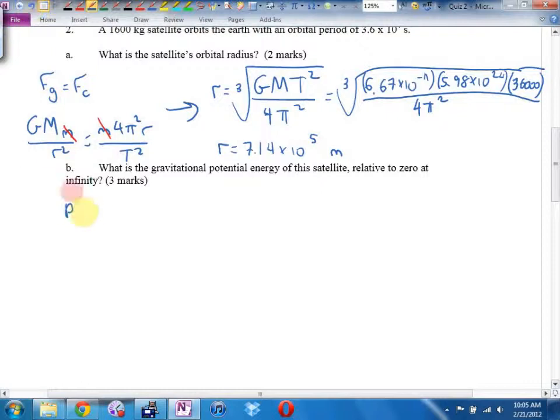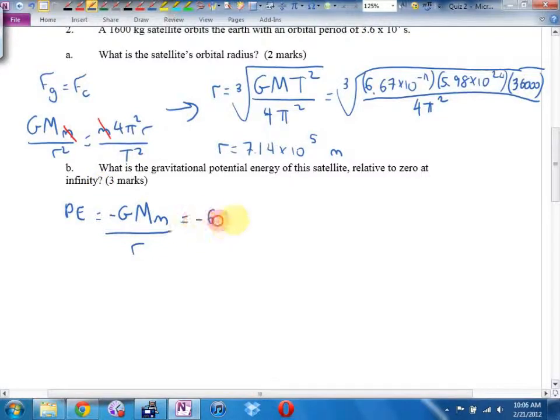Potential energy is equal to negative big G, big M, little m, all over R. And the reason I know to use this and not mgh is I'm in space, and that phrase, relative to 0 at infinity, that's our trigger phrase, that's our code. Hey, Brett, use the cosmic potential energy, please.